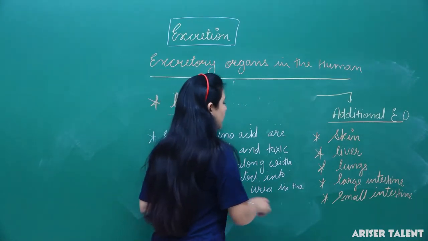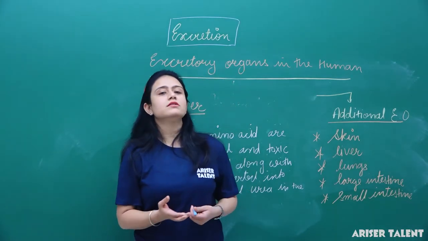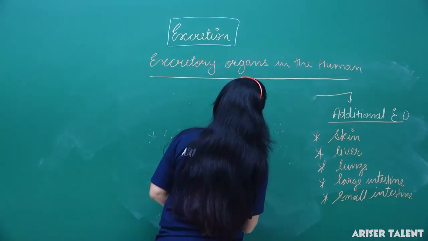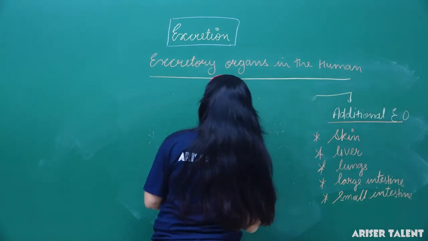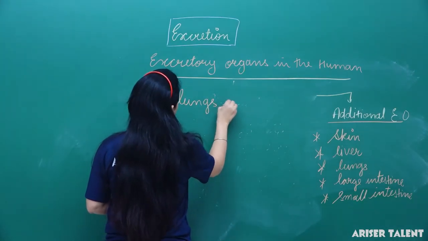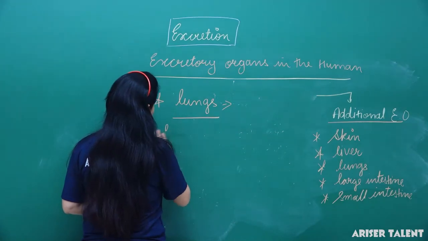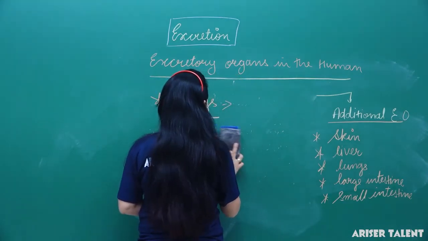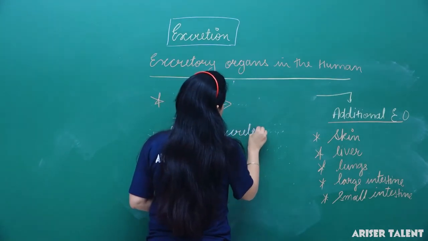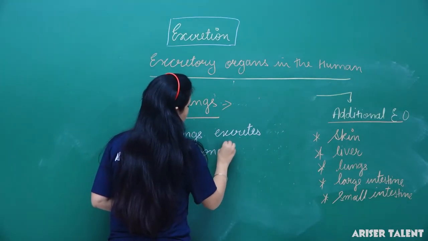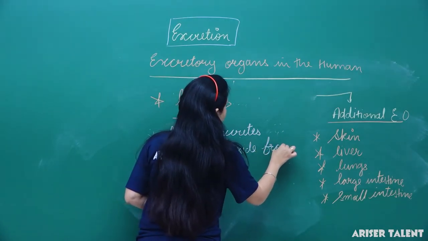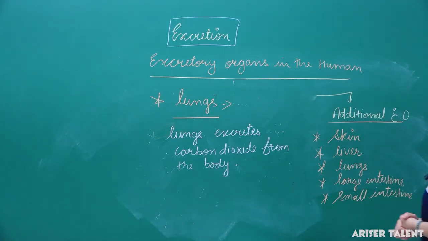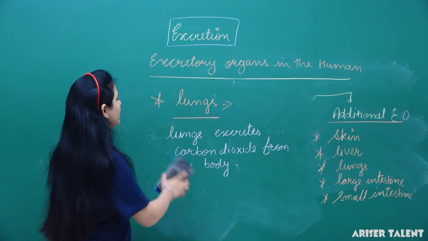Okay, next we will talk about the lungs. We all know, as you are studying from the primary classes itself, that the lungs help in the excretion of carbon dioxide. Lungs excrete carbon dioxide from the body. So lungs excrete the carbon dioxide from the blood.